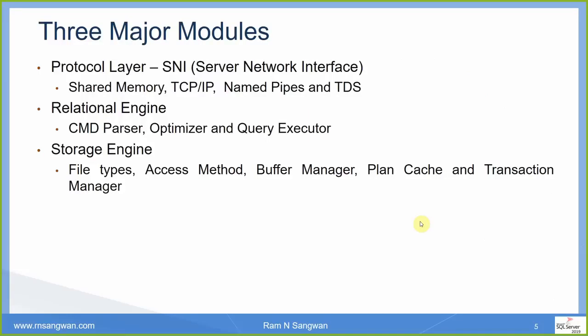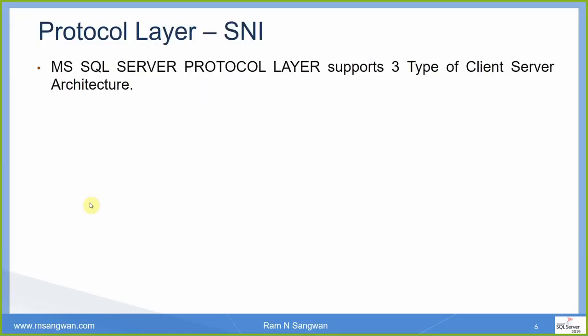Three major modules: protocol layer, server network interface, that is SNI, which actually allows the connectivity, all the possible ways you can connect to the SQL Server. That includes shared memory, TCP/IP, named pipe and TDS. We'll understand all of them one by one with real life correlation or real life example scenarios. For the relational engine we will go through each component in detail, and then the storage engine, that is file types, access method, buffer manager, plan cache and transaction manager. We'll understand all these components one by one.